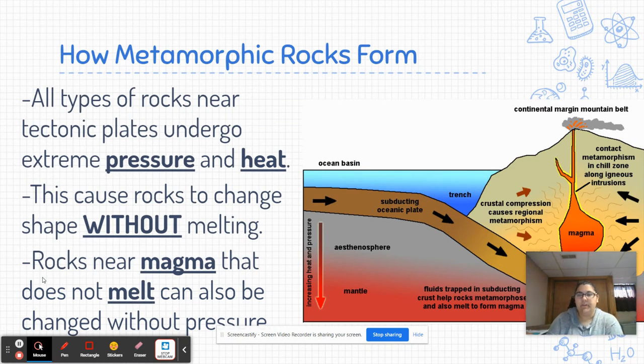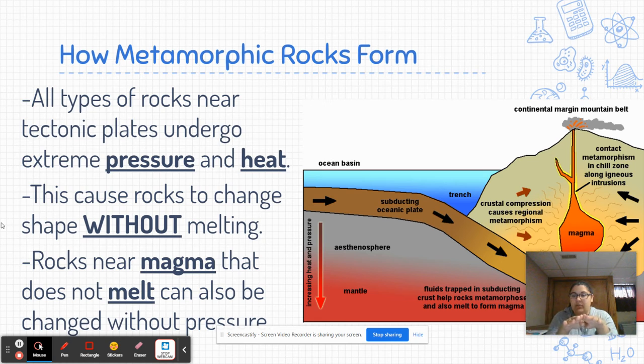So how are metamorphic rocks formed? Metamorphic rock can be formed from both igneous and sedimentary rock. It just is formed somewhere that has access to pressure and heat. So all types of rocks near tectonic plates. Remember we talked about tectonic plates? We had a quiz about that before break. Rocks everywhere near there undergo extreme pressure and heat.